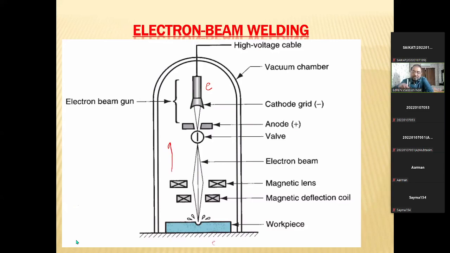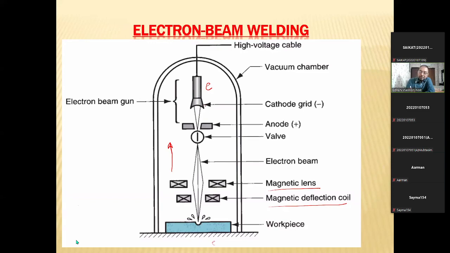Sorry, this is the anode, and this is plus. This electron beam, by using a magnetic pole, or what is sometimes known as a magnetic lens, we can concentrate to a surface, that is, we shall focus it on the surface. Before that, we shall use a valve. By opening or closing the valve, we can manipulate the quantity, that is the volume, of the electron beam. That is the thing we can control by using this.